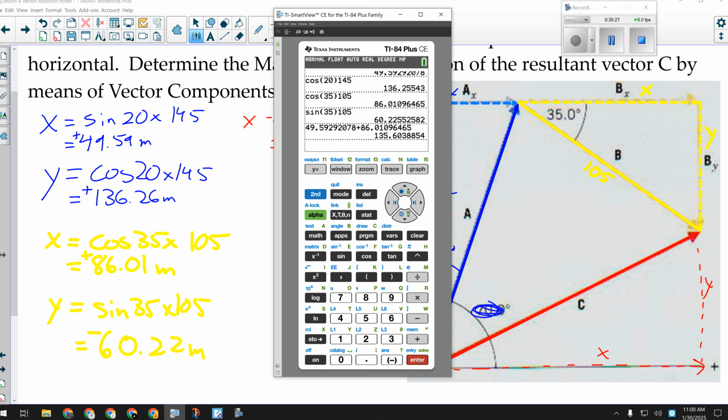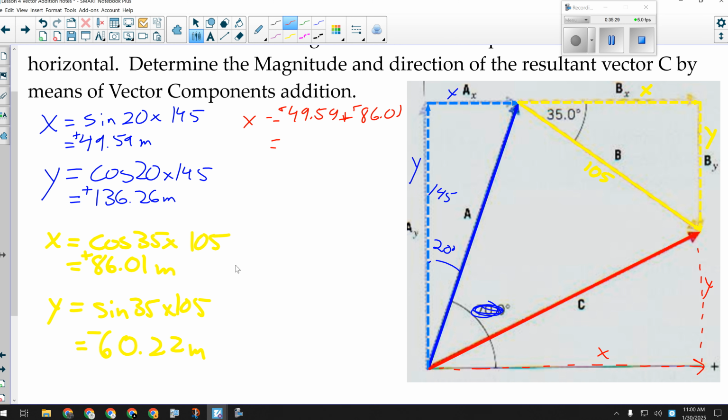Okay, so 135.6 meters, and that's positive because it's to the right. Okay, to get red y, same thing, except one of my y's is negative. So I would take my 136.26 and I would add negative 60.22 or just subtract 60.22.